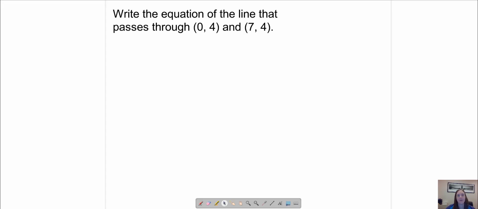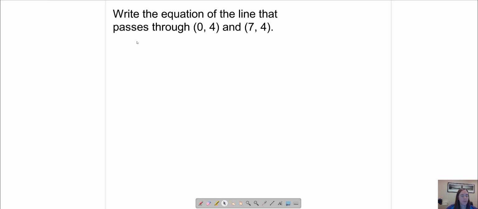Hey guys, here we are in Unit 6. So I wanted to do a couple of videos for you on some of this stuff with graphing. The problem that I have here on the screen says to write the equation of the line that passes through (0, 4) and (7, 4). Now this one is going to end up a little bit different, but I just want to still go through this one, partly because it's on some of your quizzes.